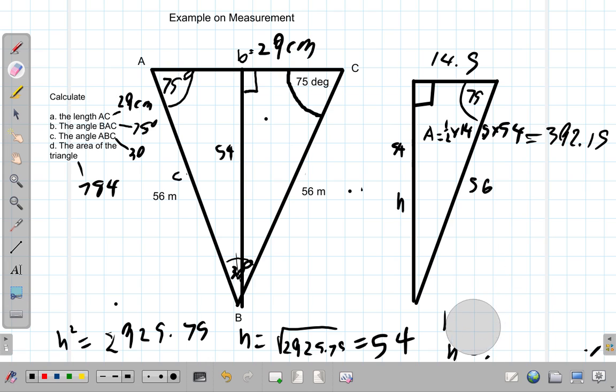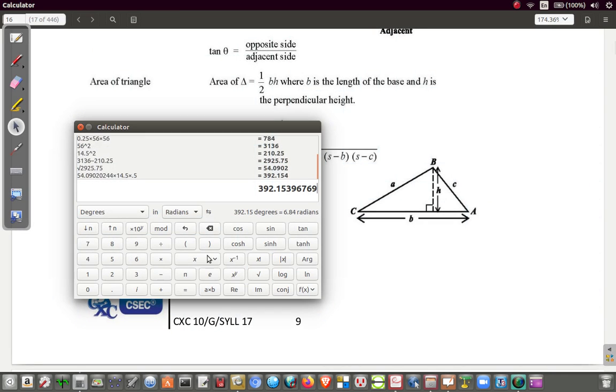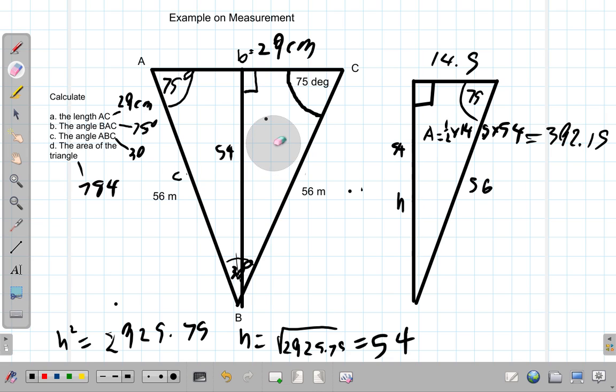So we have 392.15. But then, if we calculate the area of both triangles now, we have to multiply this by 2. So this times 2 equals 784. So we have the area equal to 2 times 392.15, which equals 784. Right, so you see we get back the 784.